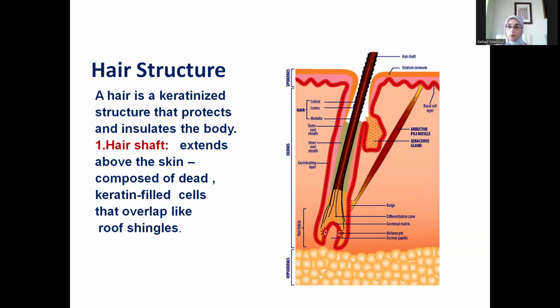The second importance of the erector pili muscle is that when the hair is erected, the animal appears of a bigger size or bigger volume, and therefore the animal becomes more scary to predators and to other animals that want to harm it. So this is another importance.